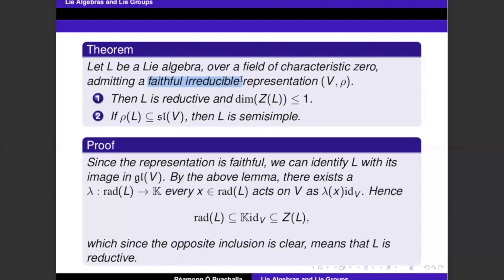Now contrast this to the previous theorem, where we didn't make any assumptions on the irreducible representation, except for the fact that it was finite dimensional. We put most of our assumptions in the corresponding bilinear form. Here we don't mention the bilinear form. We just ask that it's faithful and irreducible.